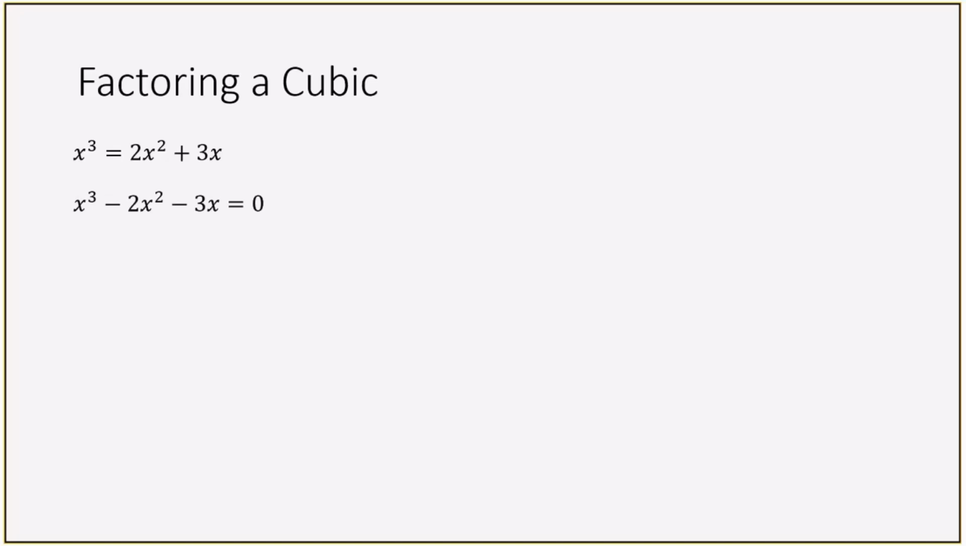Now, ideally, it would be nice to turn this into a quadratic, because then we could use the strategies we've seen on the last 2 slides. Well, we can actually do just that by taking out the greatest common factor, which in this case is x. I can pull an x out of all 3 terms. So I would divide each term by x. x cubed divided by x becomes x squared. Negative 2x squared divided by x gets me negative 2x. And negative 3x divided by x gets me negative 3.